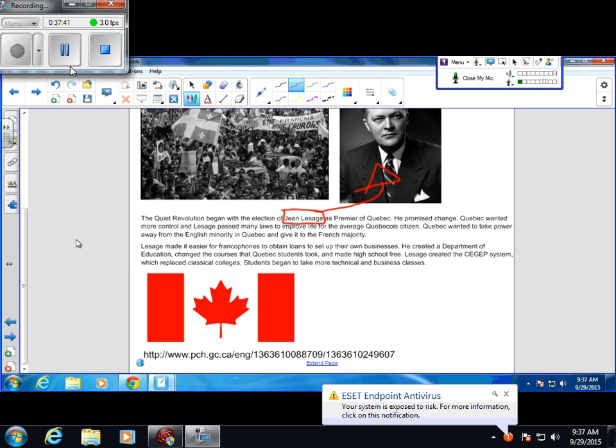He really wanted to make it easier and promote French culture in Quebec. He made it easier for francophones to obtain loans to set up their own businesses. Like I said, he established the Ministry of Education. He changed the school system, including the courses that Quebec students have to take, making it easier for high school students. So these are some changes that John Lesage wanted to make.